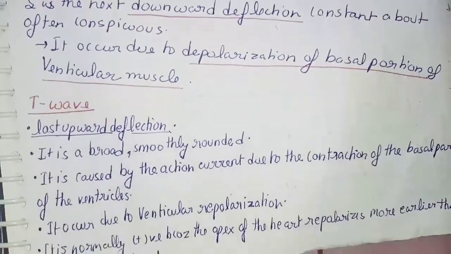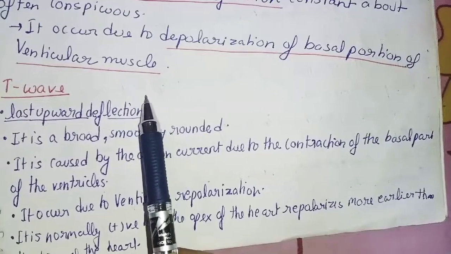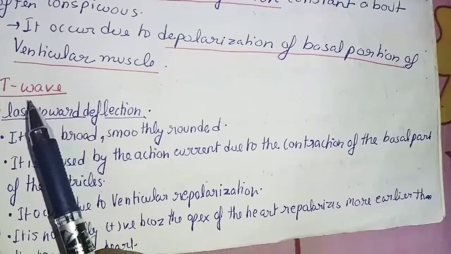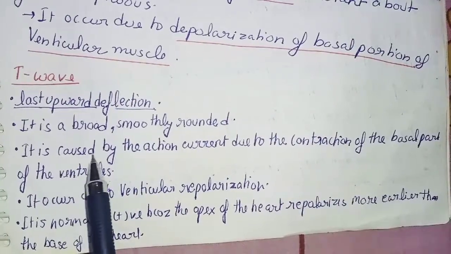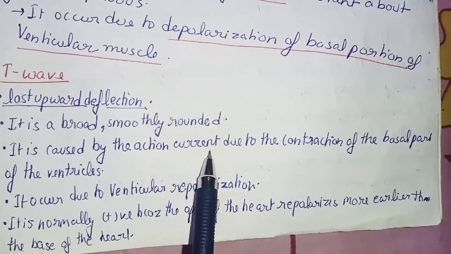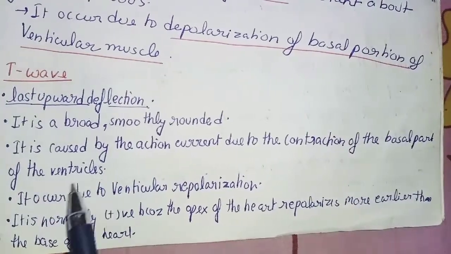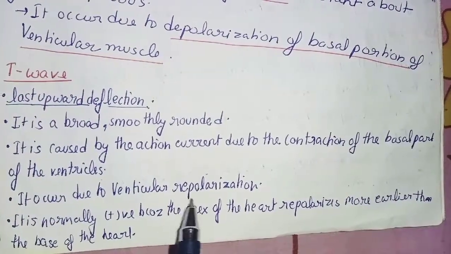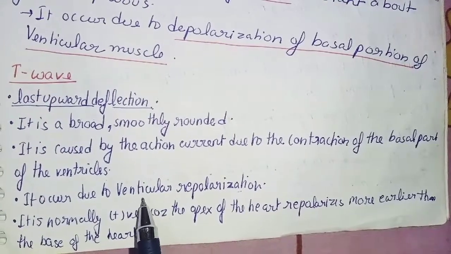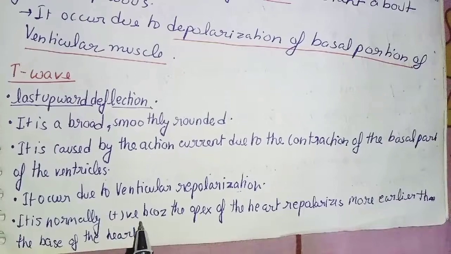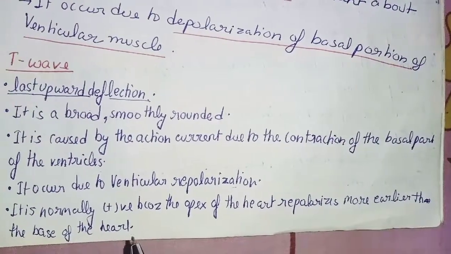Now coming to T wave. T wave is the last upward deflection. The last wave which we see in the ECG is T wave. It is broad, smoothly rounded. It is caused by the action current due to the contraction of the basal part of the ventricles. It occurs due to ventricular repolarization. So the event in the heart is ventricular repolarization. It is normally positive because the apex of the heart repolarizes earlier than the base of the heart.